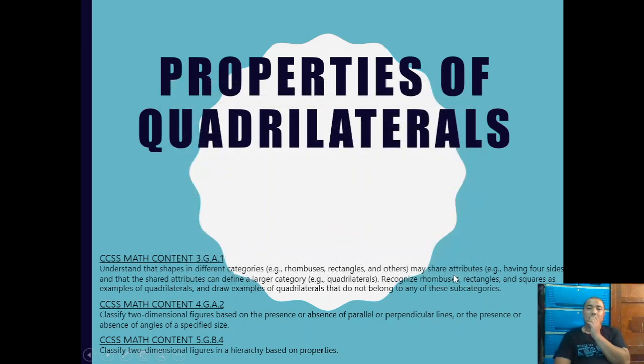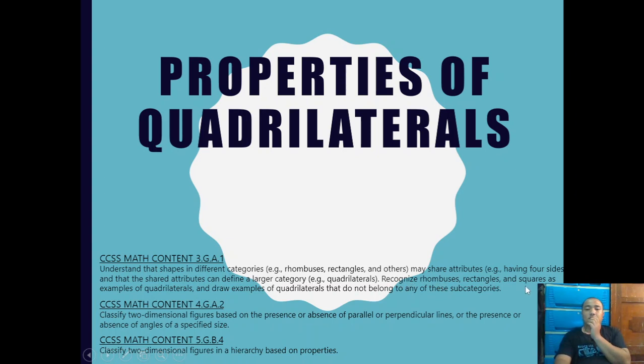Hello grade 9 students, today we will be discussing the introduction to quadrilaterals, or the properties of quadrilaterals. In this topic, we will understand shapes in different categories: rhombuses, rectangles, and others, and measure attributes. For example, having four sides, and that shared attributes will define a larger category.